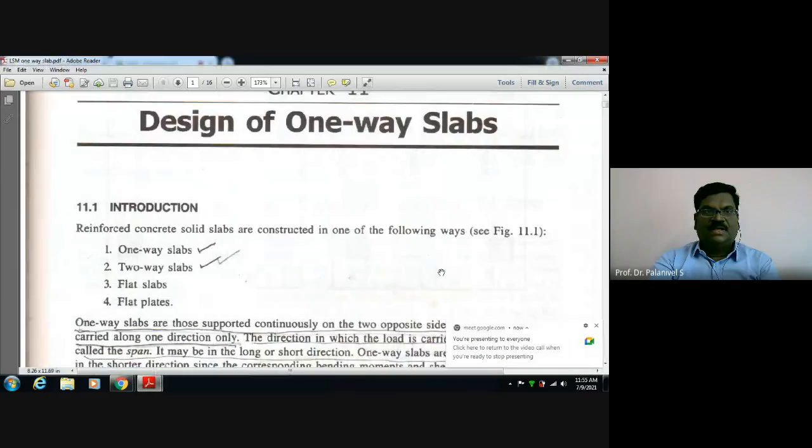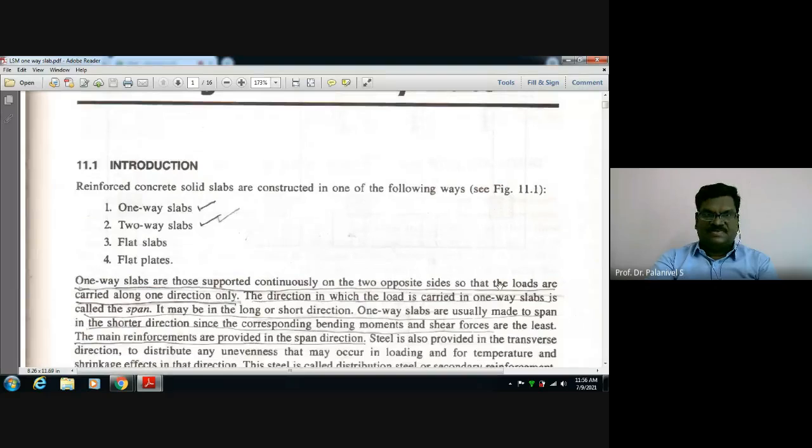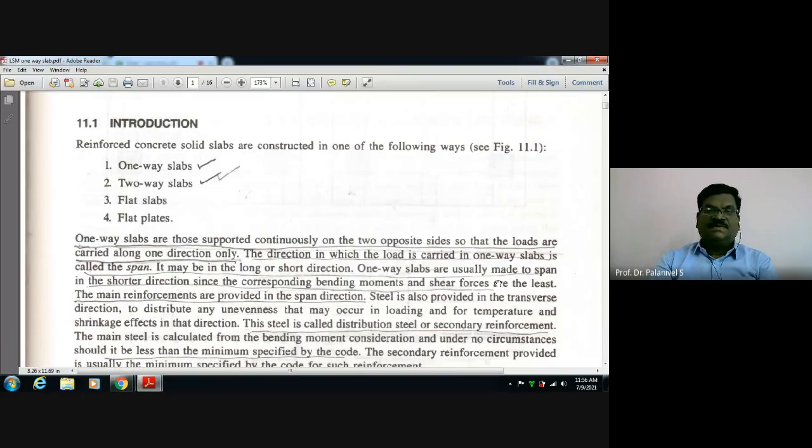It's okay. Reinforced concrete solid slabs are constructed in one of the following ways. Actually, I'm going to discuss with you the design of a one-way slab. After completing the design of a one-way slab, I will be teaching you the two-way slab. I will tell you immediately what is meant by one-way slab and two-way slab. Reinforced solid slabs are constructed in one of the following ways: one-way slabs, two-way slabs, and then flat slabs and flat plates. I will tell you what it is.